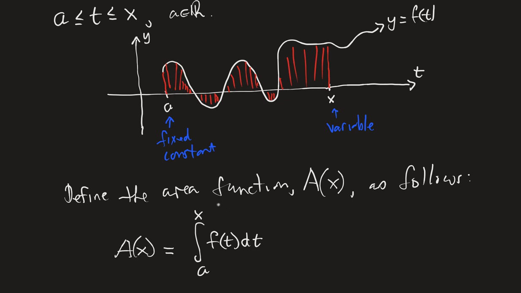Okay, so this is our definition of the area function, more precisely the net area function of the region that's bounded between the graph of y equals f of t and the t-axis between t equals a and t equals x. All right, so kind of a mouthful. It's like an alphabet soup there, but that's our area function.